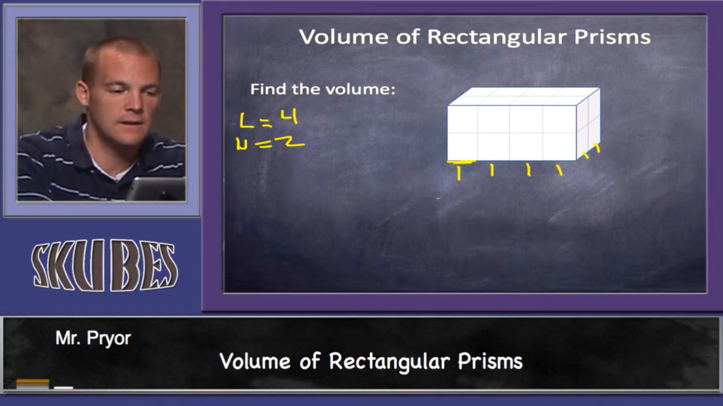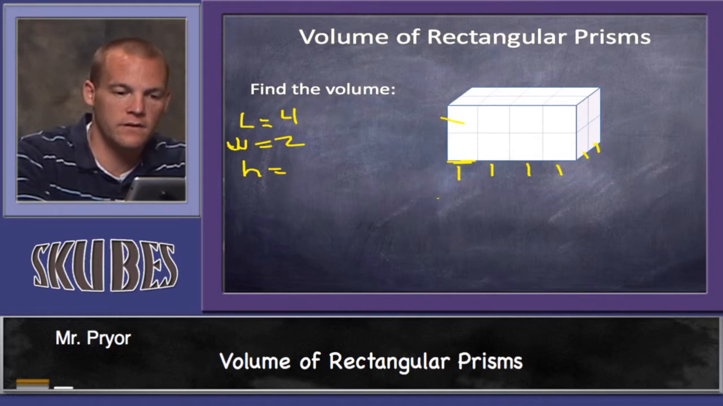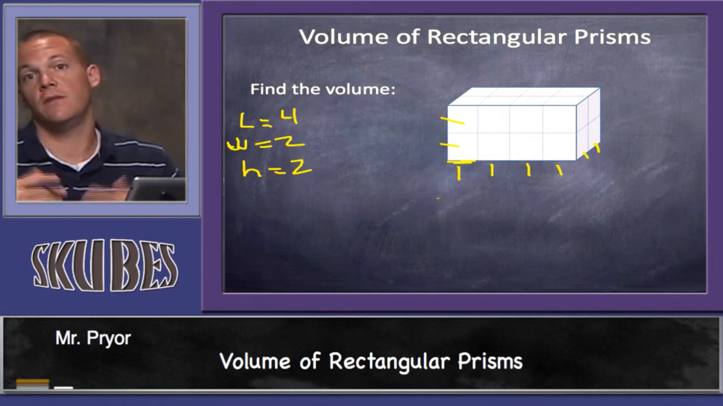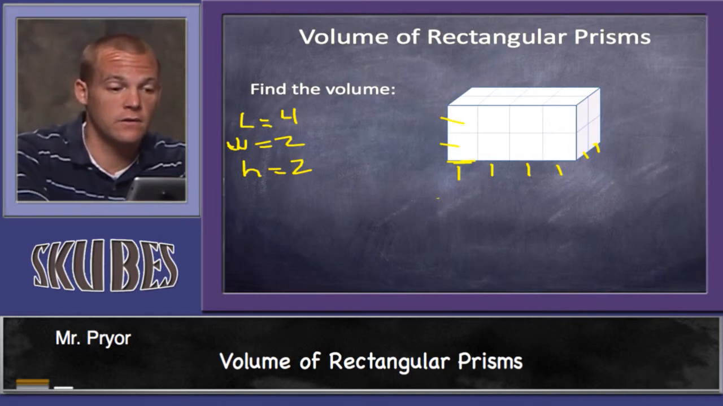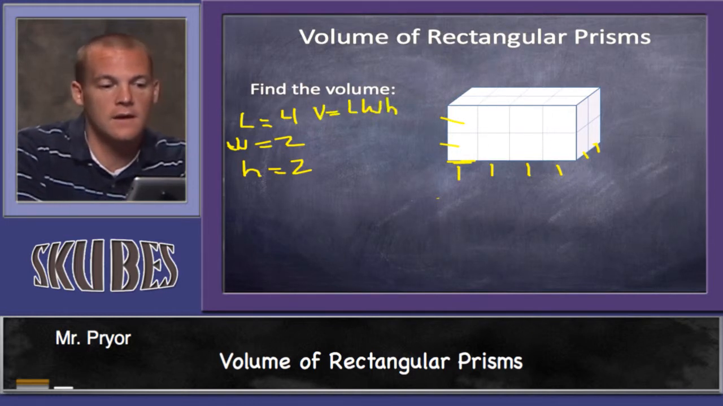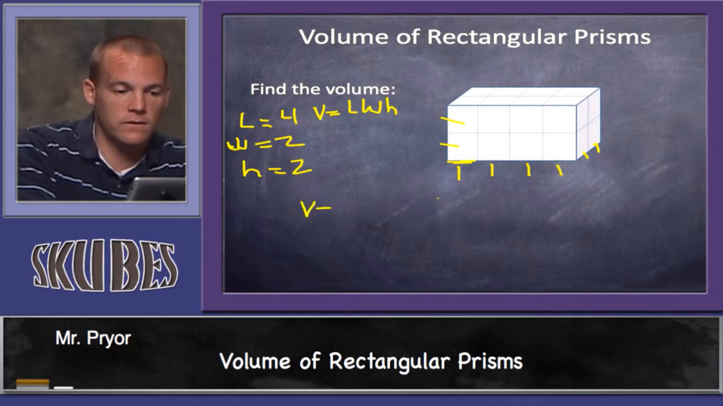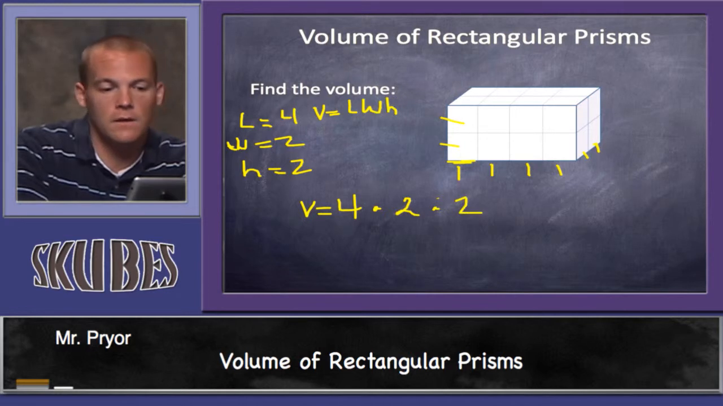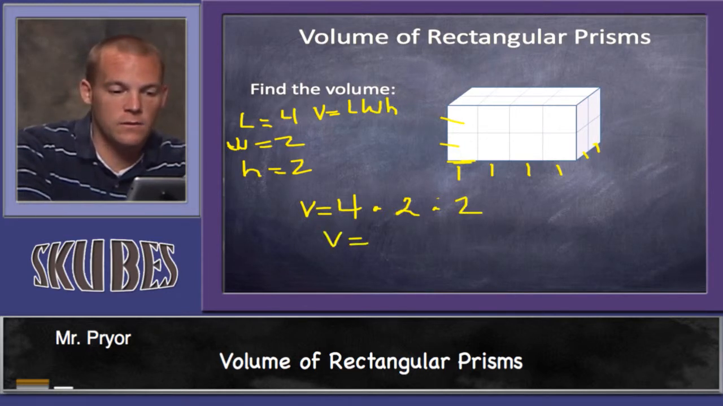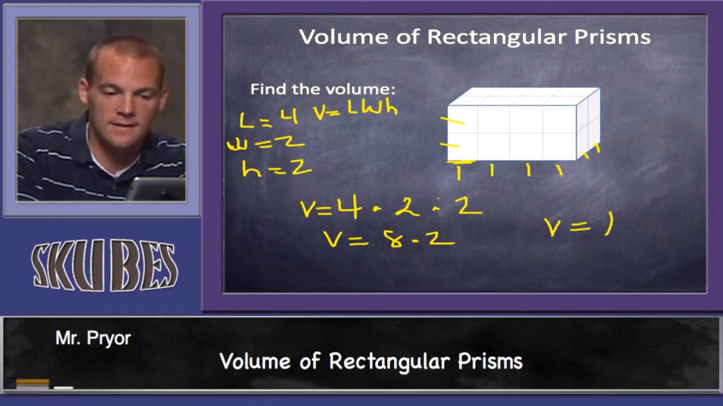And then finally, the height, we can count right here. 1, 2. You can see 2 edges there make up the height. Those are the 3 dimensions we'll use to multiply together. So the formula here is volume equals length times width times height. So we're going to do volume equals 4 times 2 times 2. And that ends up being 8 times 2, which of course then our final answer would be 16.